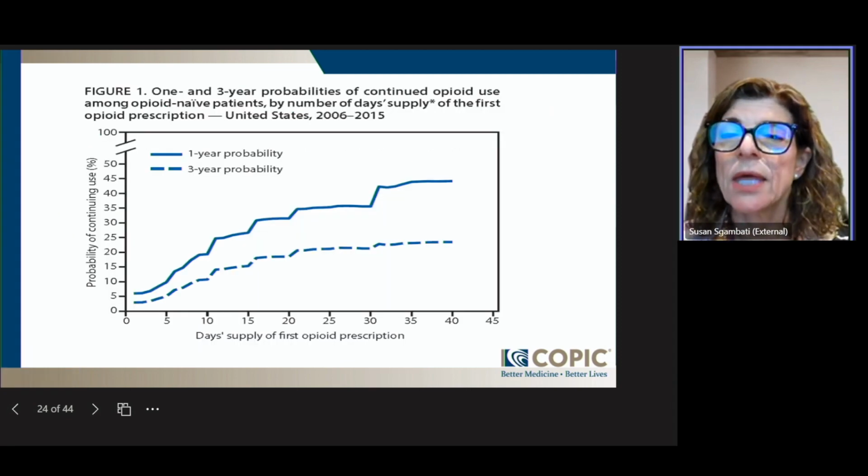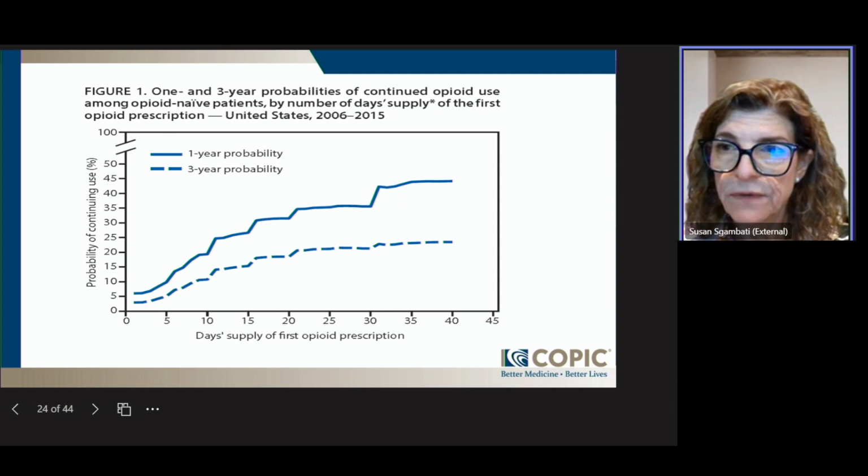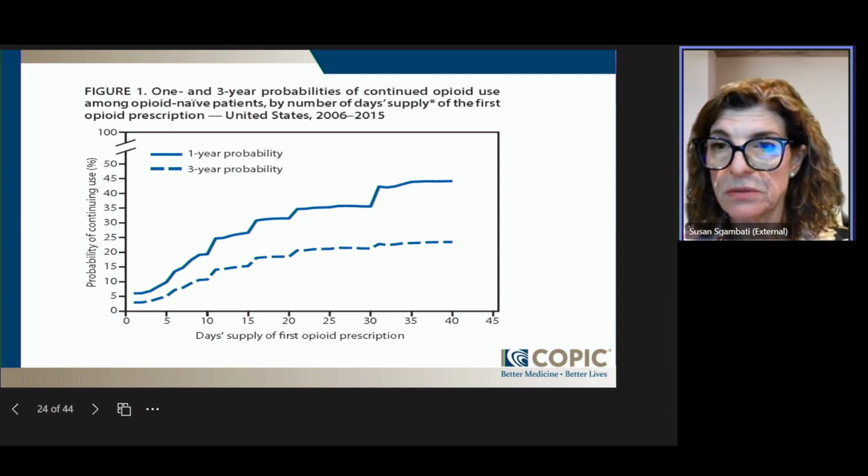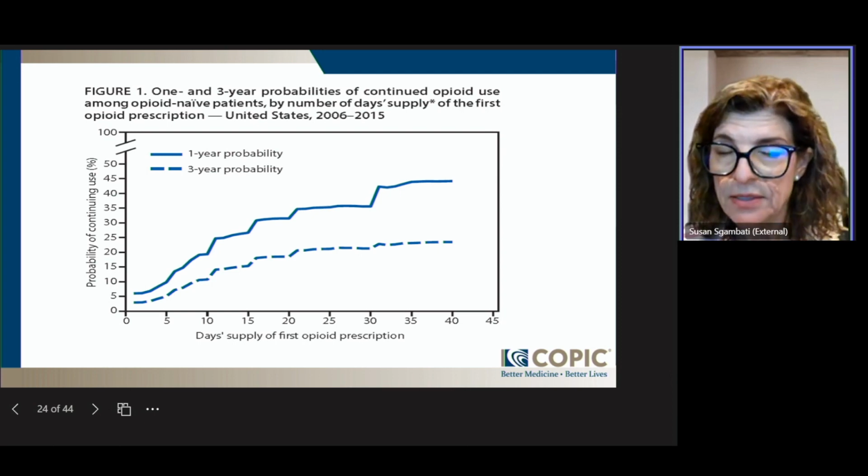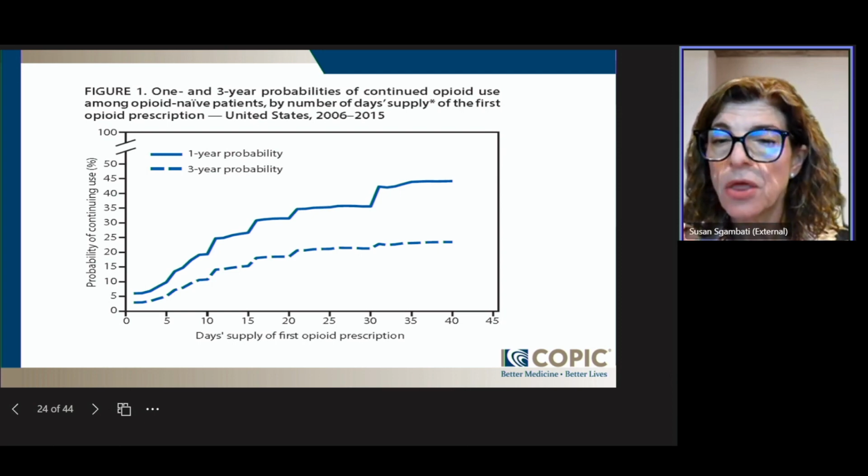Well, duration of use, not the dose, is the strongest predictor of misuse. I'll say that again because it's another one of the critical concepts. The duration of use, not the dose, is the strongest predictor of misuse.